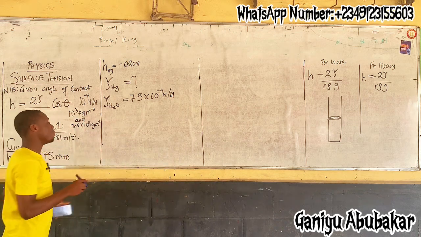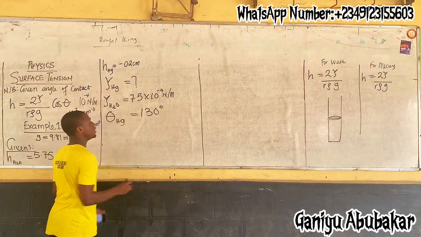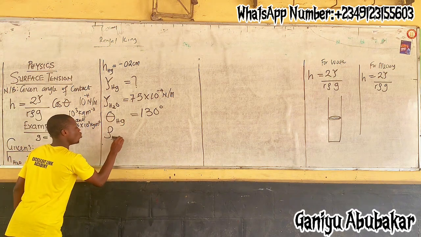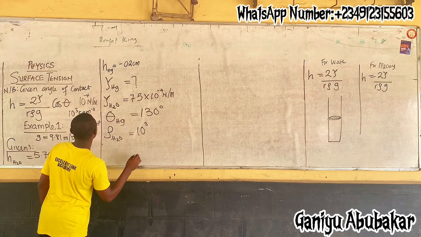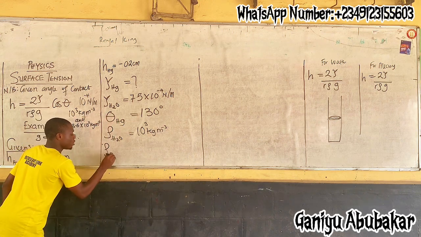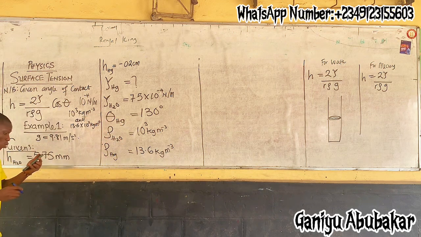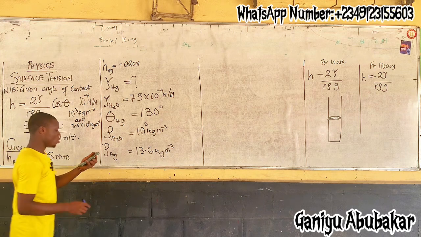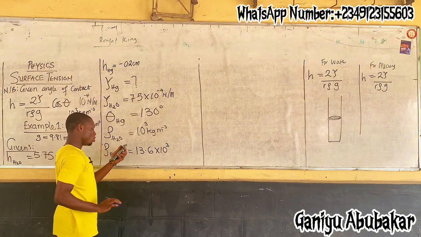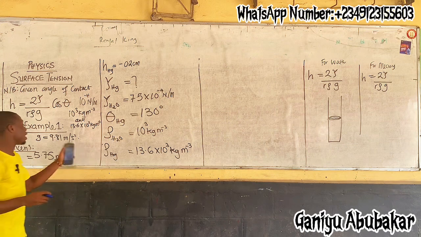It now says angle of contact of mercury is given, 130 degrees. Density of water H2O is 10 to the power 3 kilogram per meter cube. Density of mercury is given as 13.6 times 10 to the power 3 kilogram per meter cube. And G is 9.81.